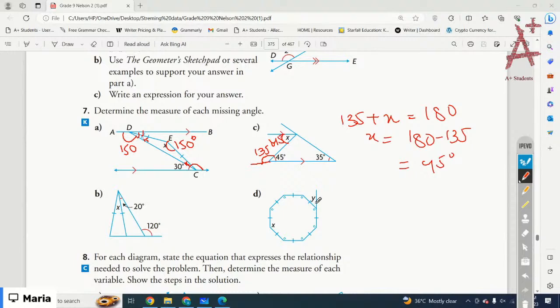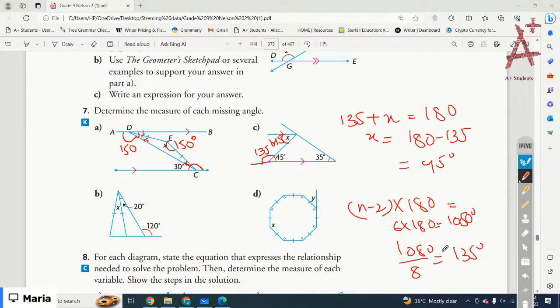Okay, for y you have to calculate y, right? 1 2 3 4 5 6 7 8. This is an eight sided polygon, right? So just use the formula, n minus 2 times 180. That is an 8 sided polygon, so it would be 8 minus 2, 6, 6 times 180. That is the sum of all the angles. Now because that is an 8 sided polygon, divided by the 8, that means the measure of each angle is 135 degrees, right?